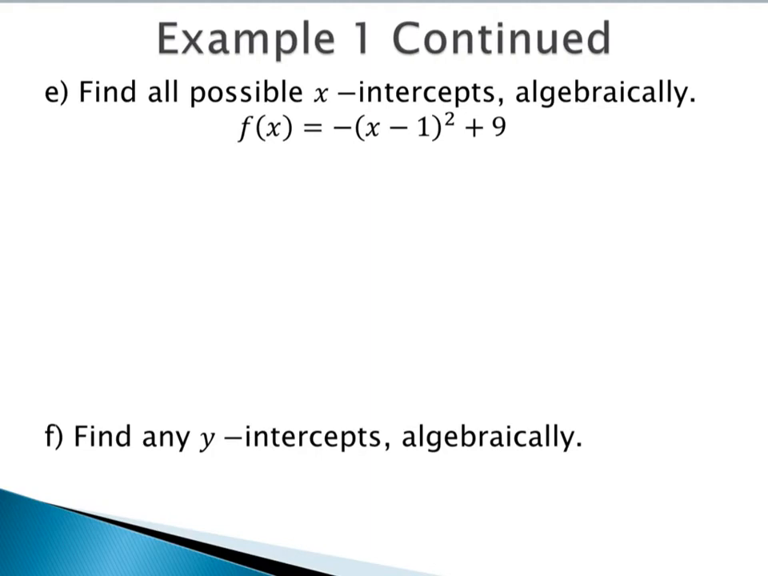So remember, finding our x-intercepts means that we're setting f of x equal to 0. So I have negative x minus 1 squared plus 9 equals 0. So we want to use our square root property, which means getting this squared piece by itself first. I'm going to move the 9 over, so we have negative x minus 1 squared equals negative 9.